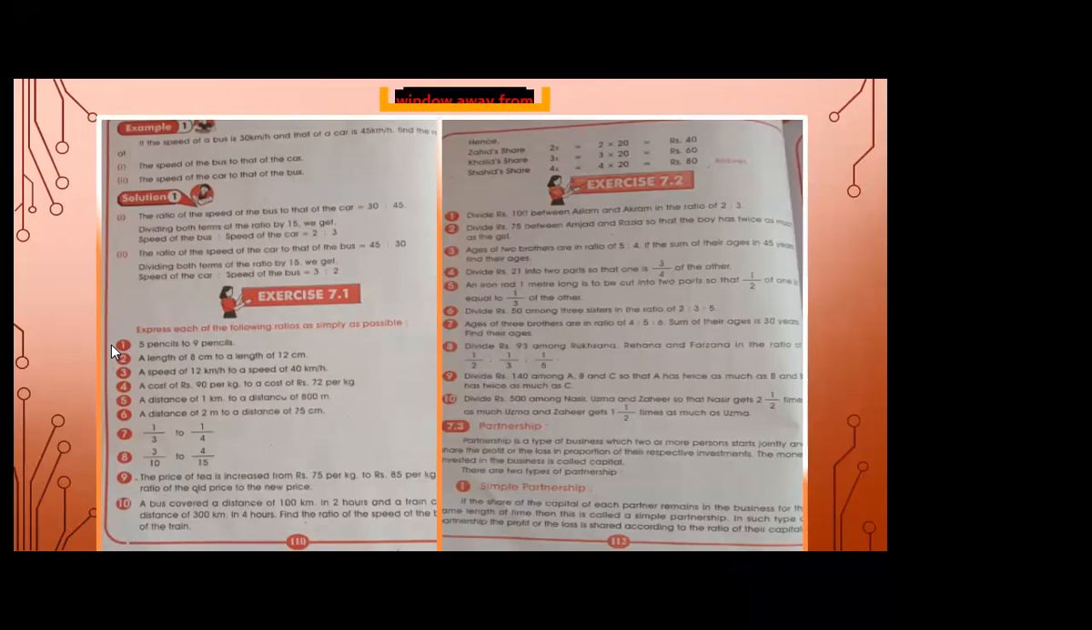You can easily solve these questions. You can write here pencil ratio pencil, 5 ratio 9. Now length ratio length, 8 ratio 12. In the same way, speed ratio speed, you have to check their units also. Units must be the same. Now cost ratio cost. In question number 5, the distance of 1 kilometer to the distance of 800 meter. Students, in this question we cannot solve it directly, we have to convert the unit. That is, 1 kilometer is equal to 1000 meter. Then we can solve it.